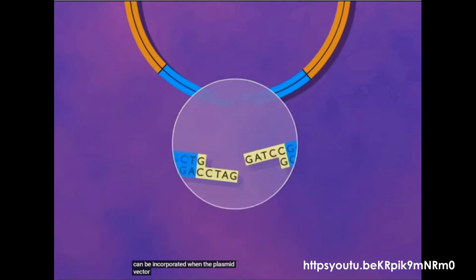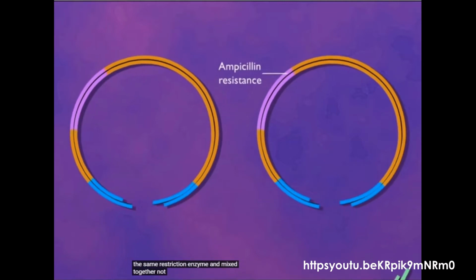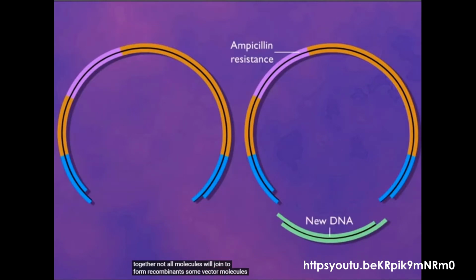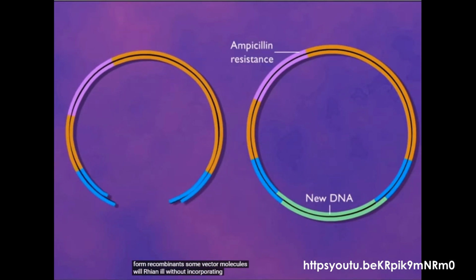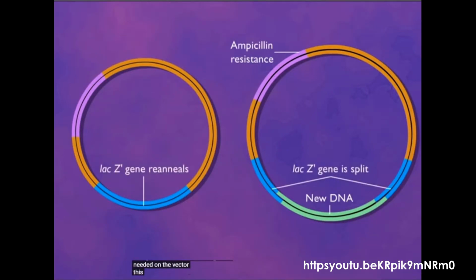When the plasmid vector and foreign DNA are both cut with the same restriction enzyme and mixed together, not all molecules will join to form recombinants. Some vector molecules will reanneal without incorporating foreign DNA. To identify cells that contain plasmids that have incorporated foreign DNA, a second marker gene is needed on the vector. This second marker contains the restriction enzyme site within its nucleotide sequence. If foreign DNA is inserted, the second marker is inactivated. This is referred to as insertional inactivation.